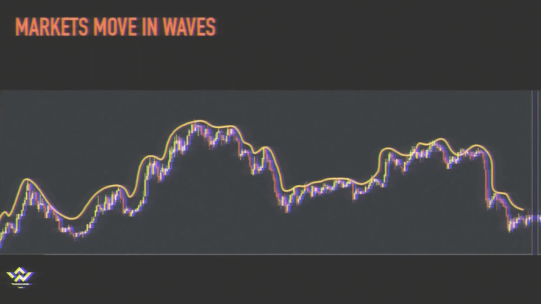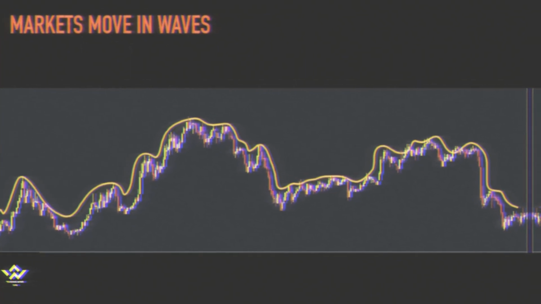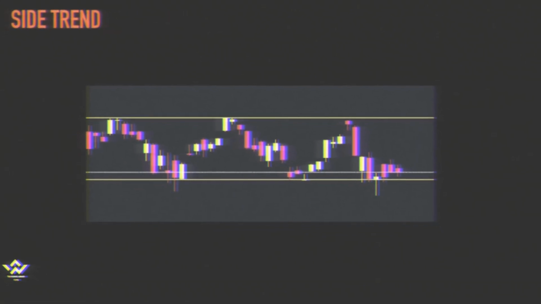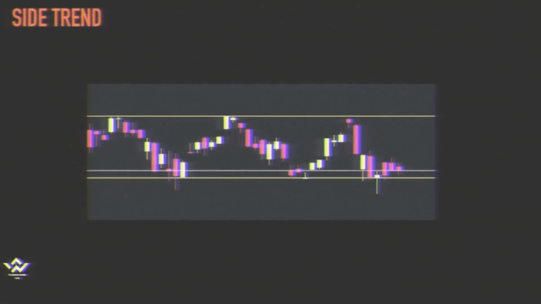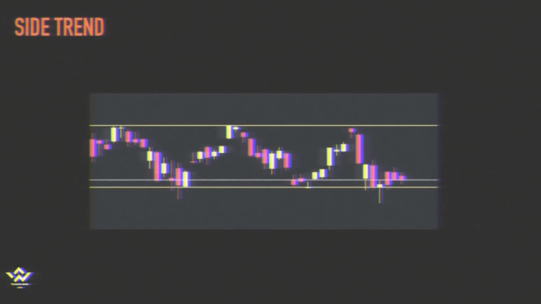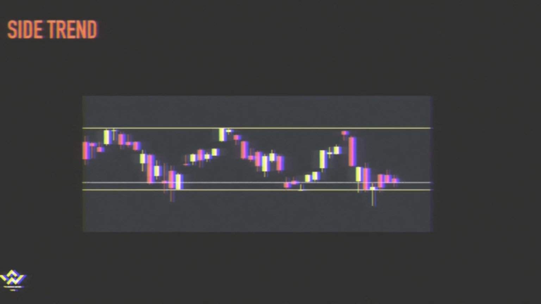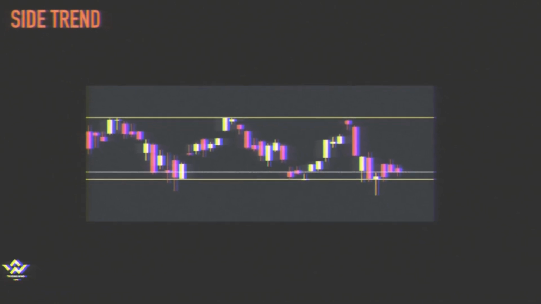While the markets move in waves, they also move in trends. There are 3 types of trends a stock could trade in. The first is a sideways trend. You see how the swing highs are not any higher or lower than the previous swing highs, while also the swing lows are not any higher or lower than the previous swing lows.